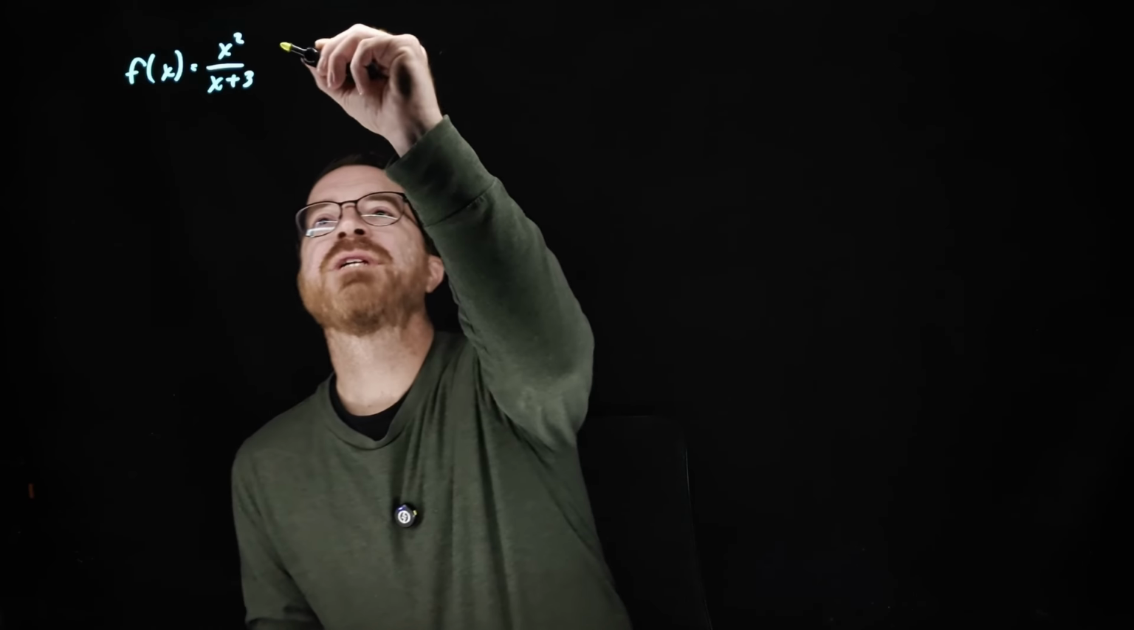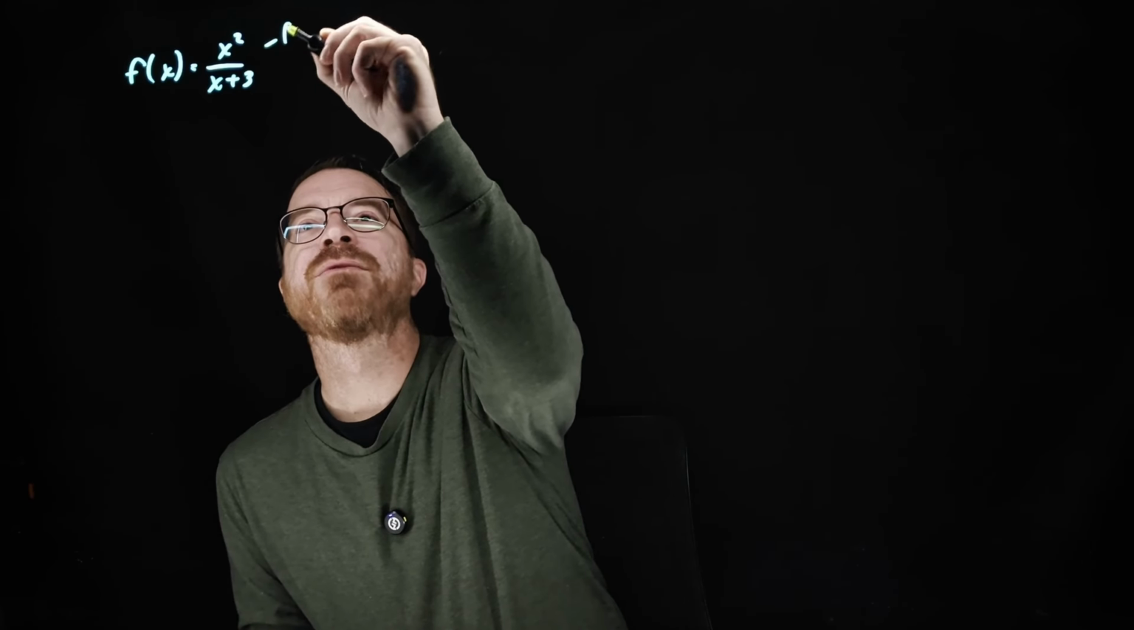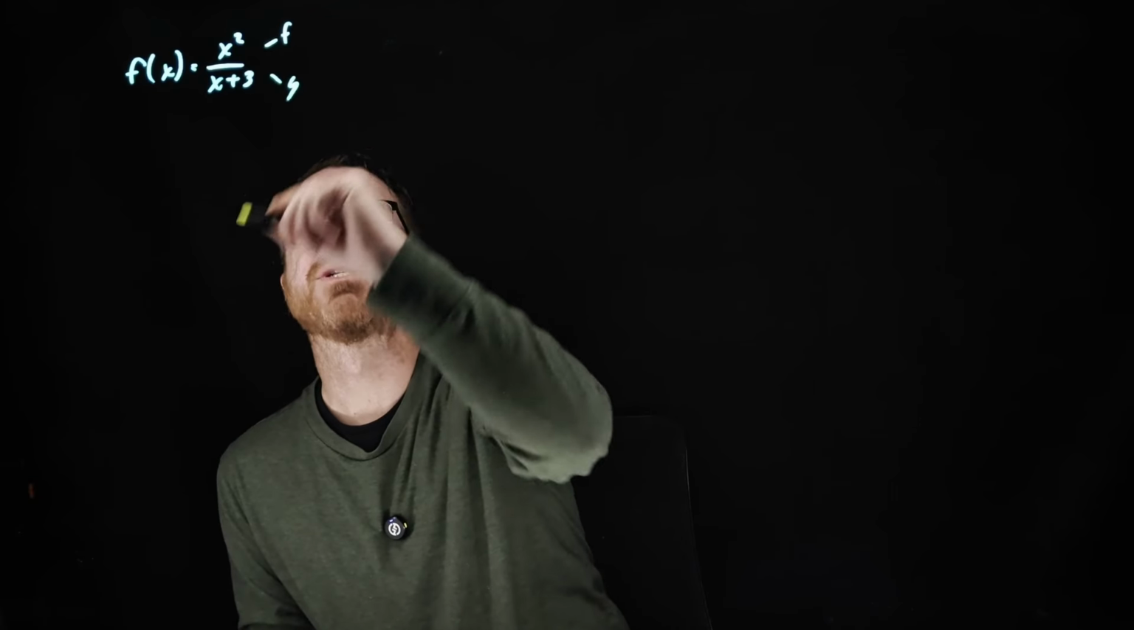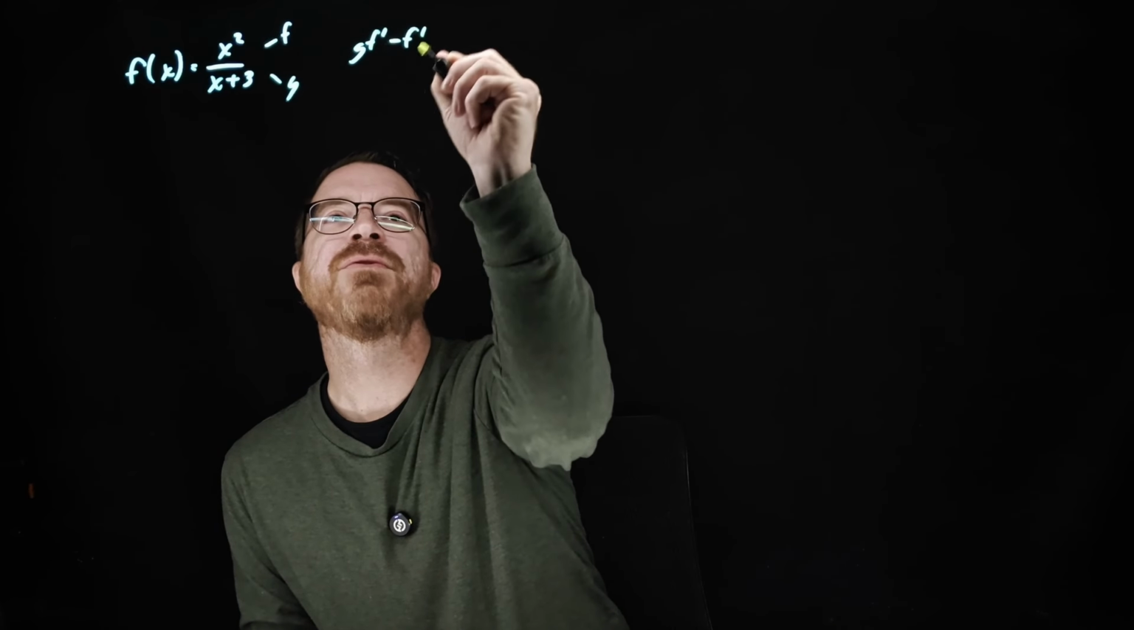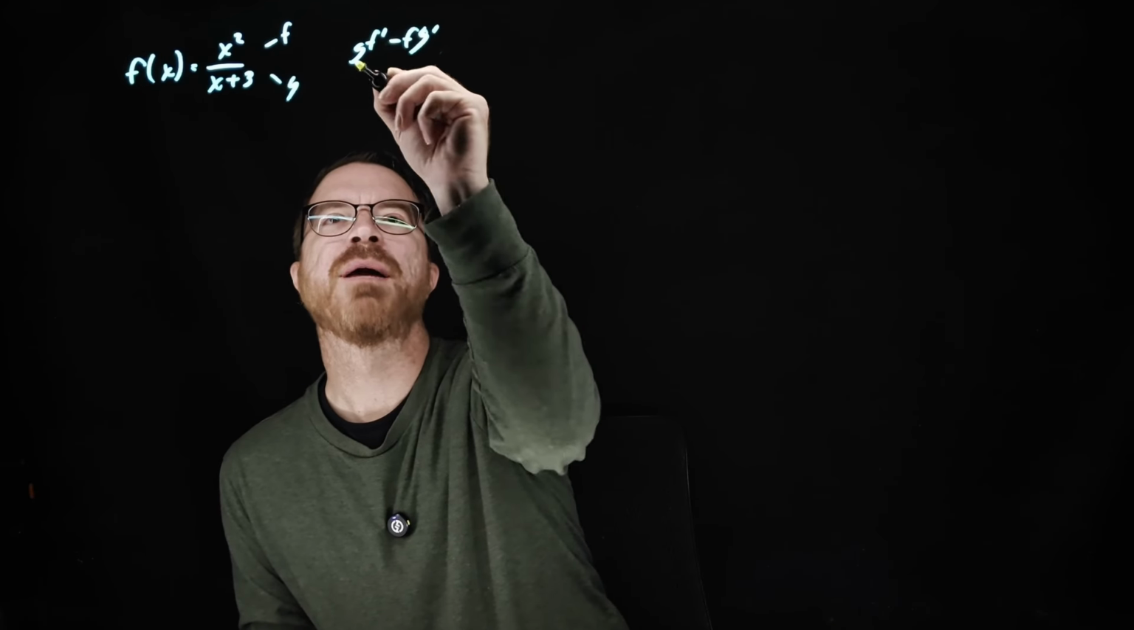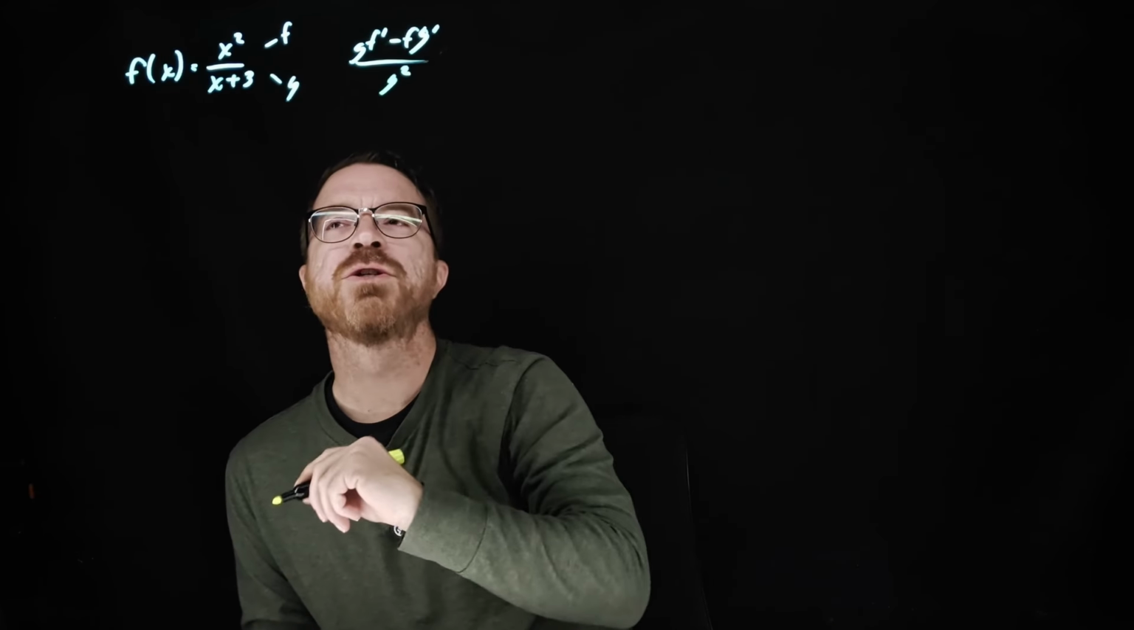So for this one, it looks like we're going to be using the quotient rule. So this top term is going to be f, this bottom term is going to be g, and we're going to do g f prime minus f g prime over g squared.